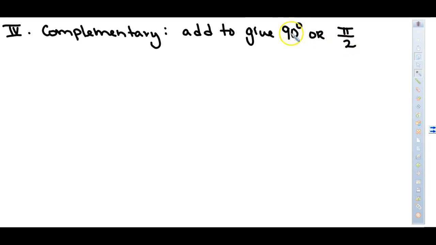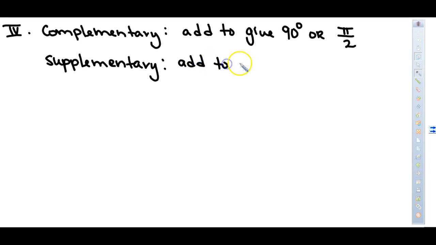Now, if you don't remember that 90 degrees is the same thing as pi over 2, then you need to refer to your unit circle. Supplementary angles add to give 180 degrees. Or refer to your unit circle and you'll know that that is the same thing as pi.